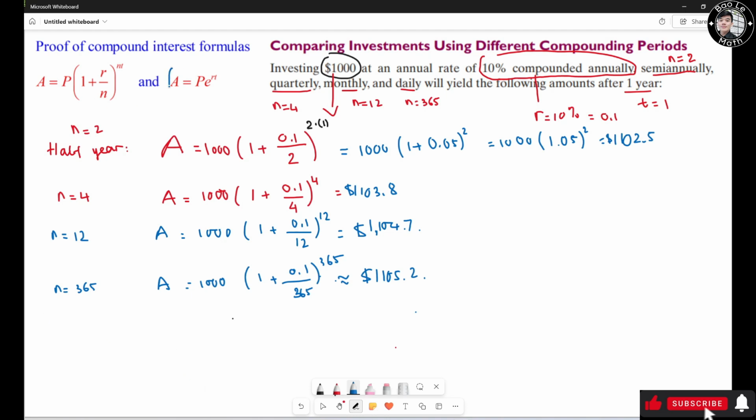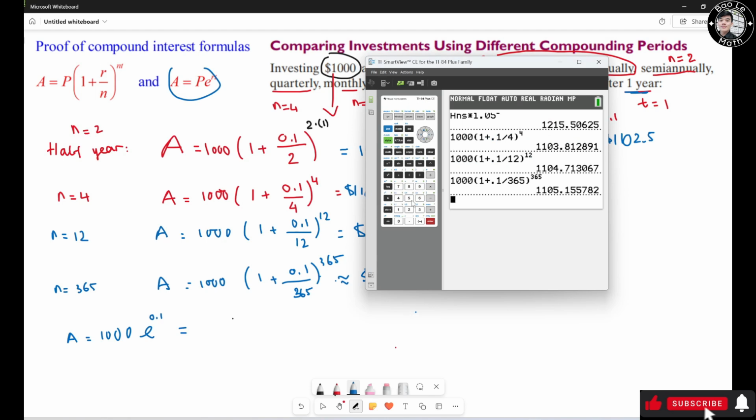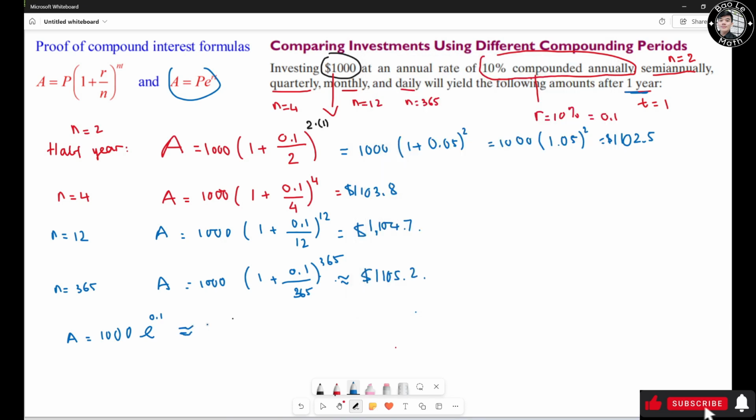The last one: what if the annual rate is compounded continuously, for a time t of 1 year? We're going to use this formula right here. So a equals 1000 times e raised to the 0.1 times t, where t equals 1 because we only have 1 year. We bring up the calculator. The answer is 1105.2, approximately $1105.2. Alright, keep that in mind. This formula is used for compound interest. This one is used for continuous compound interest.